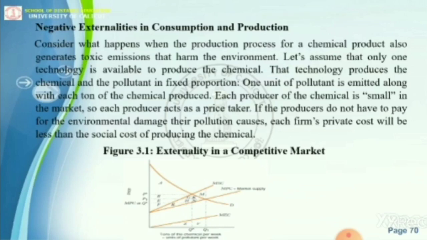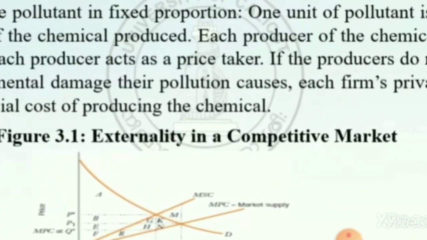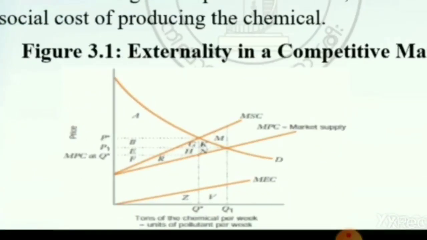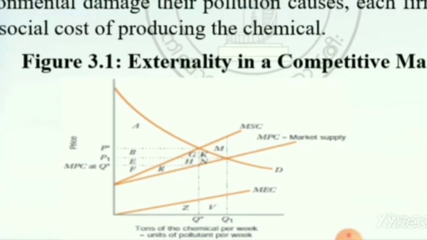You just look into that picture. The externality in a competitive market. In a competitive market, how is the externality working out? Here, the x-axis represents the tons of the chemical per week, that is, units of pollutant per week. The y-axis represents the level of prices, and we know MPC, that is the market supply curve, and the market demand curve is there. Marginal efficiency of capital is there. Then marginal social cost is there. Okay.